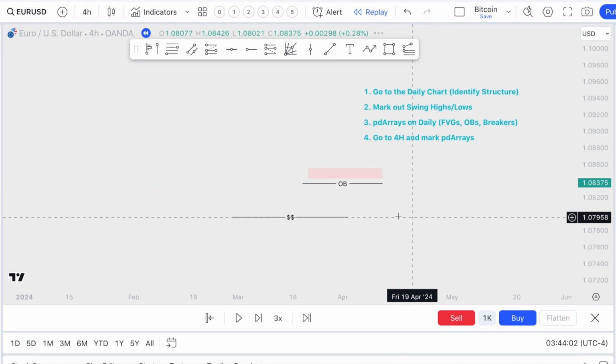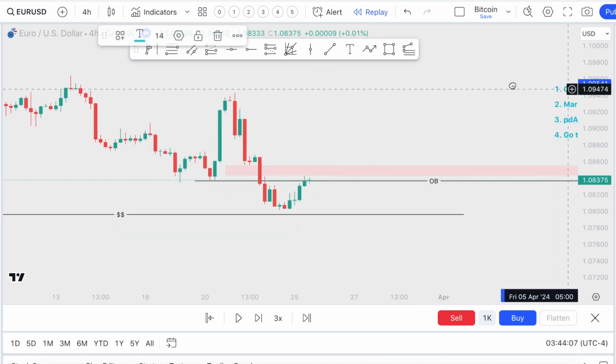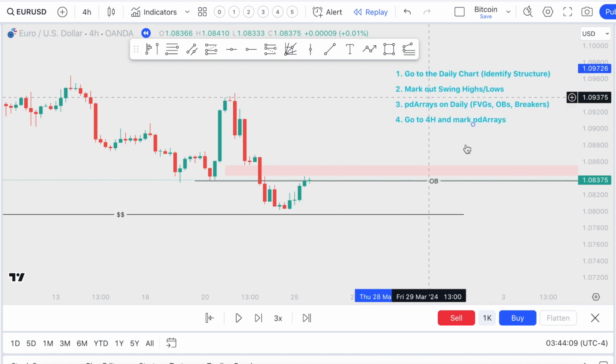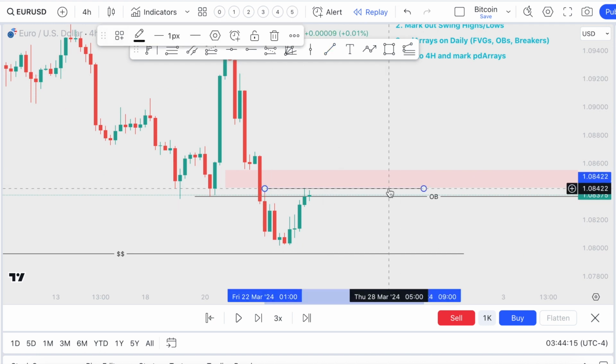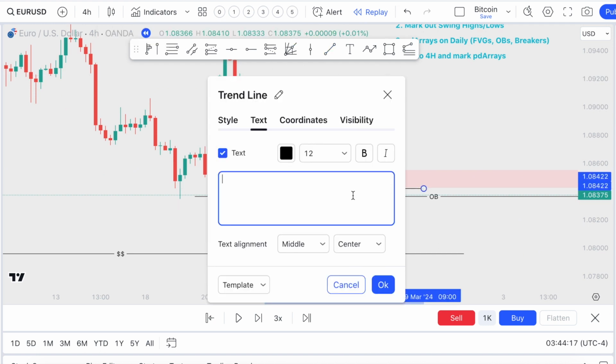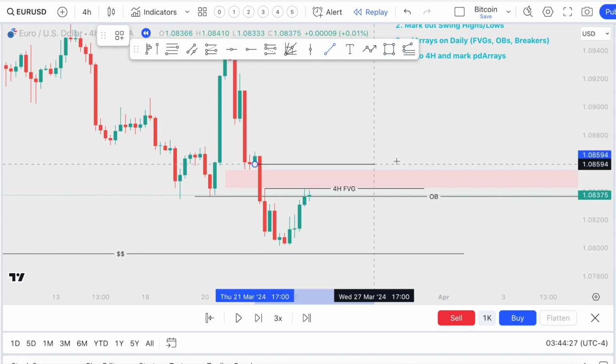So for example, right here, if I go to the 4-hour chart, so I'm going to bring all of this here. If I go to the 4-hour chart, you notice there's this fair value gap over here, right? So this is the 4-hour fair value gap. And then you've also got this right here, right? So that's your 4-hour order block.